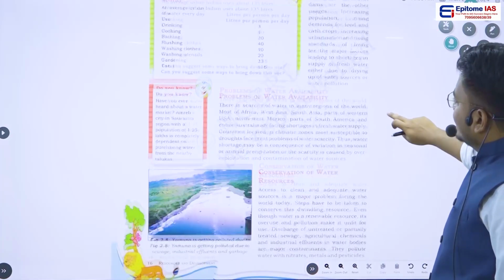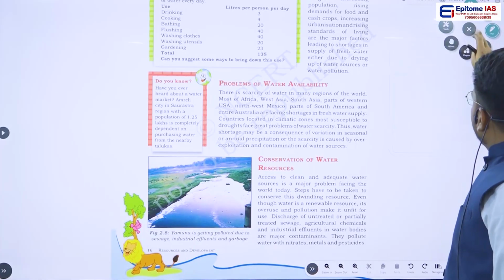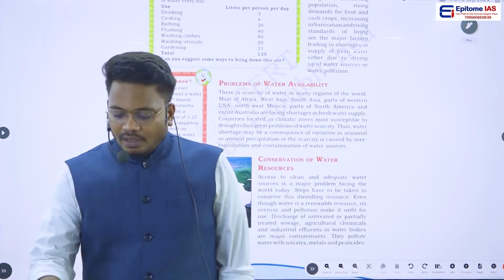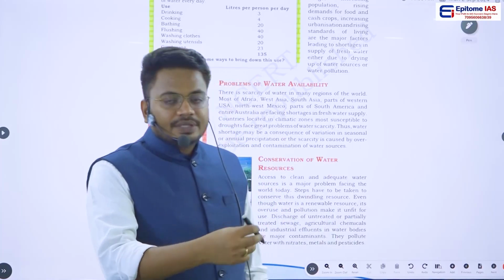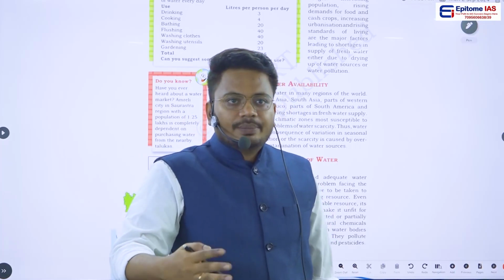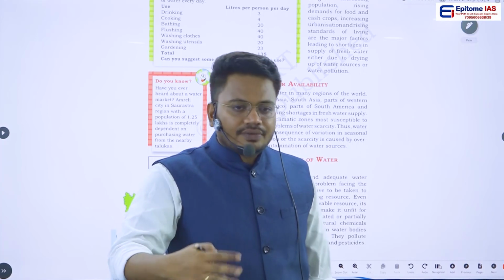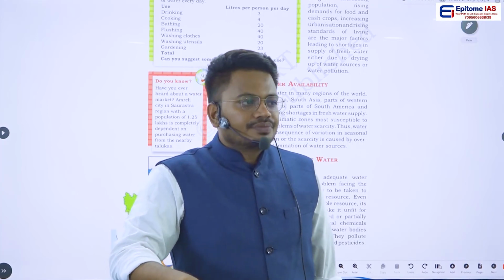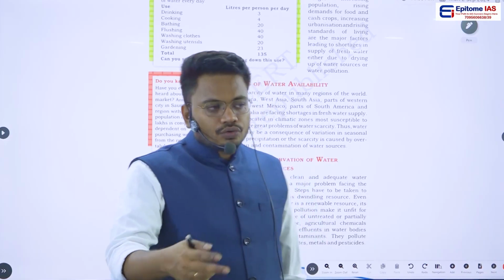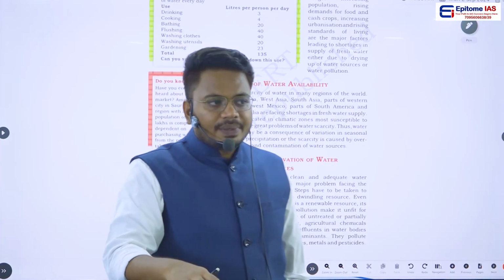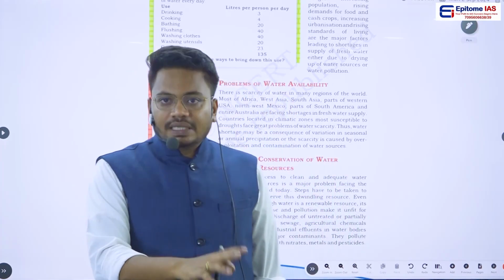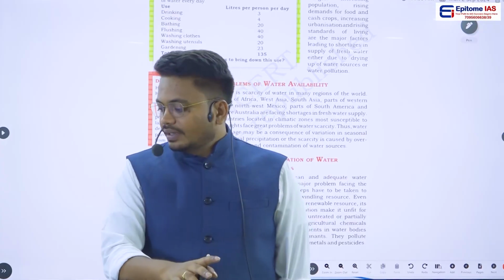Right. So then the next important topic would be problems of water availability. If you see these water problems, obviously we know that the majority of the earth's surface is covered with 70% water. Even though the majority of the surface is covered with water, still we are having problems regarding water availability. Why? Out of all the water we have, only 1% of the 2.7% of fresh water is available and suitable for drinking.